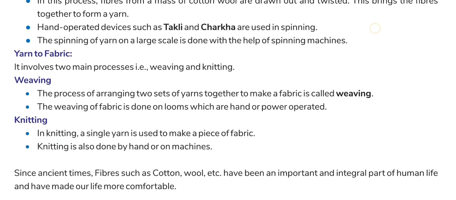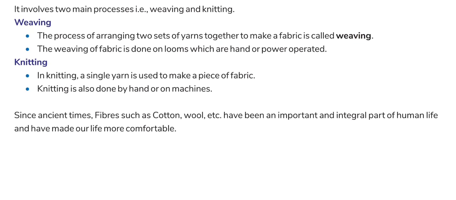Yarn to fabric involves two main processes, i.e., weaving and knitting. Weaving: the process of arranging two sets of yarns together to make a fabric is called weaving. The weaving of fabric is done on looms, which are hand or power operated. Knitting: in knitting, a single yarn is used to make a piece of fabric. Knitting is also done by hand or on machines.